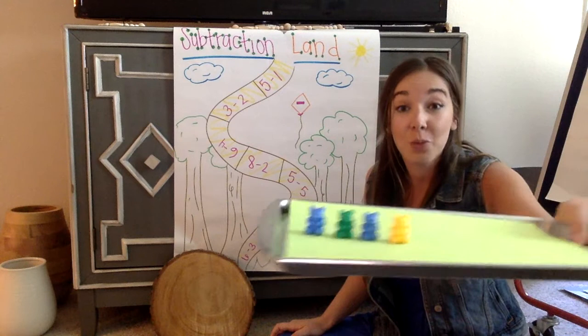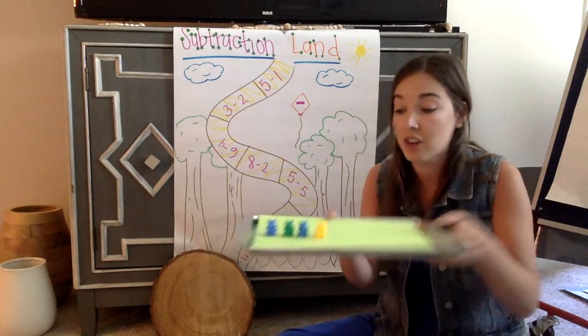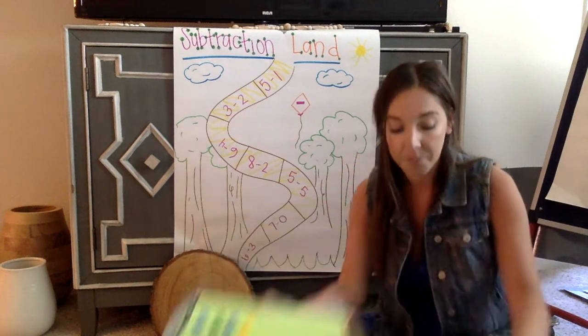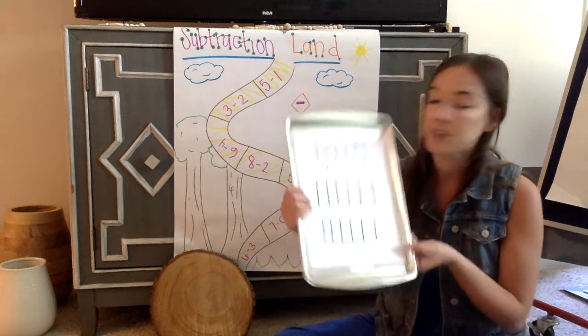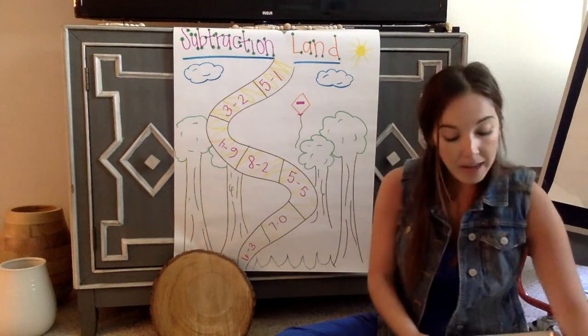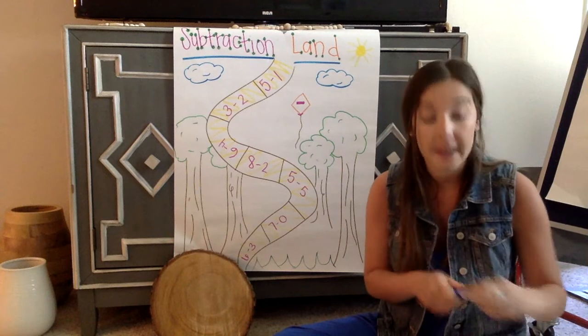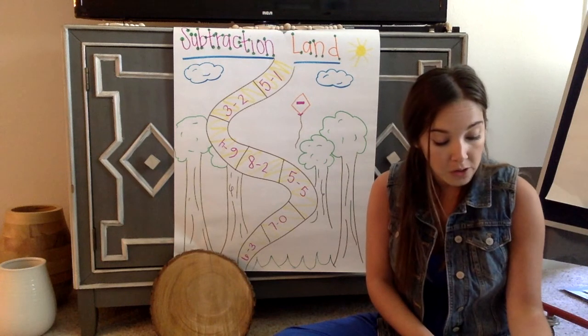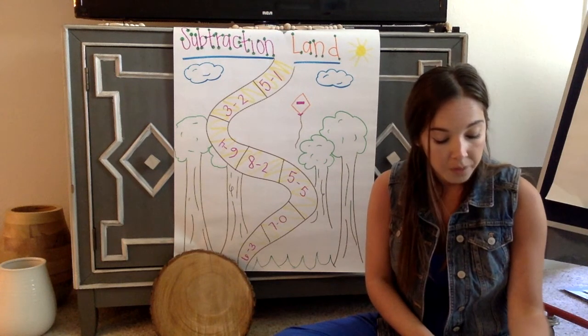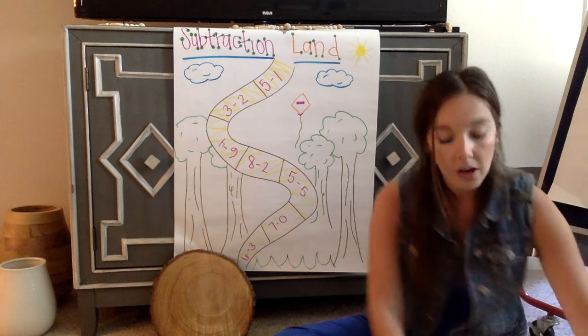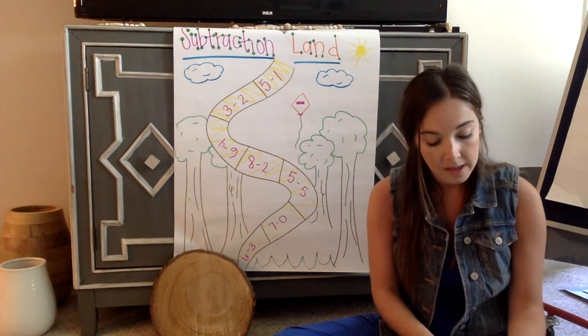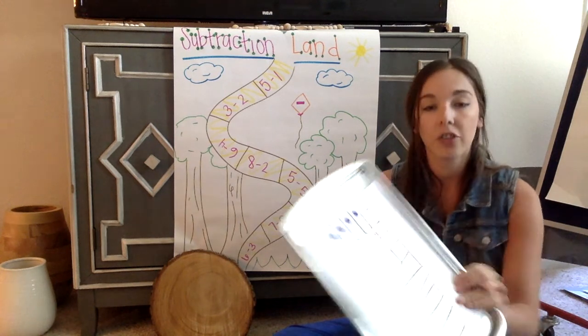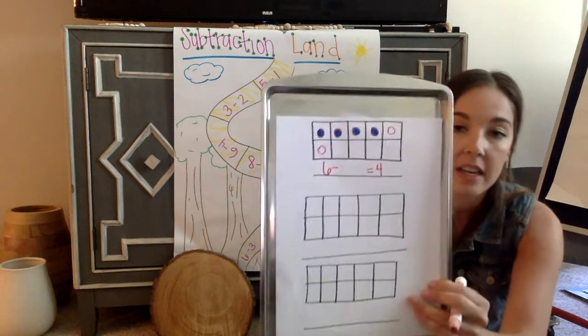I have, you're right, 4 bears left in the grass. 1, 2, 3, 4. Watch what I'm going to do on my 10 frame. I'm actually going to color in 4 circles. And then on my number sentence, I'm actually writing my 4 right here.